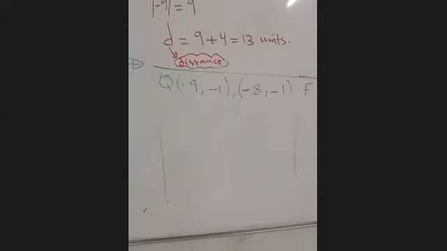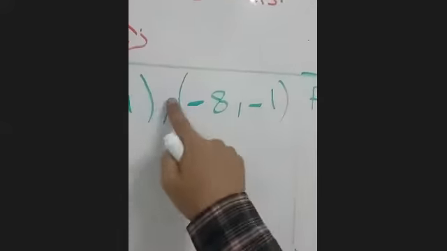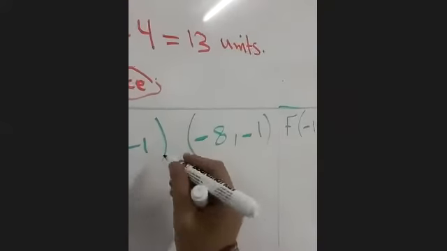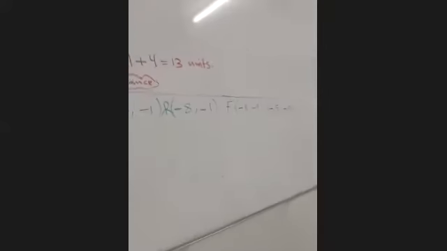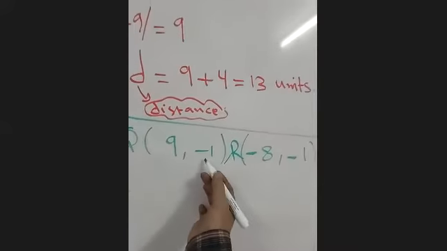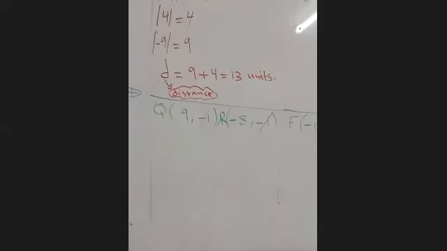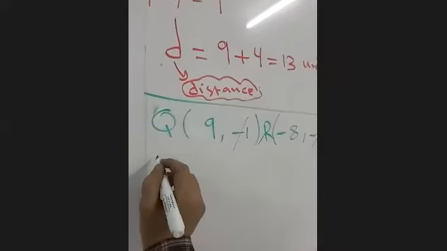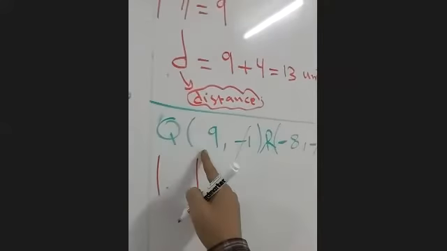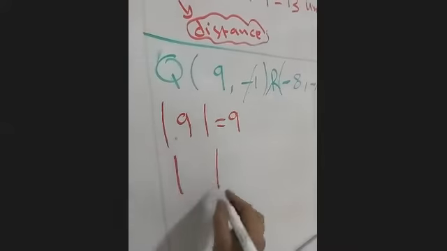Let's go to the second example here. First, search for similar numbers. This is a Q. I'll call this Q and I will call this R. Now, let's find the distance between Q and R here. Where are the similar numbers? We have negative 1 here and negative 1 here. Ignore them. The second step, find the absolute value of the different numbers. The absolute value of 9 is 9. The absolute value of negative 8 is 8.